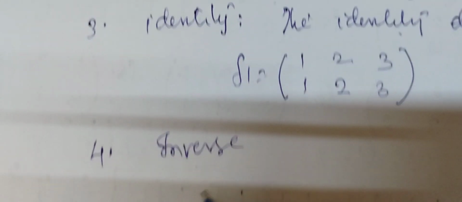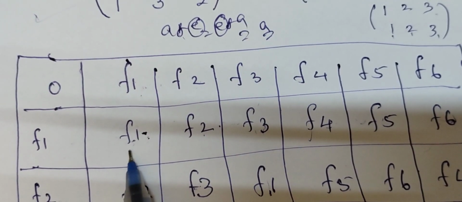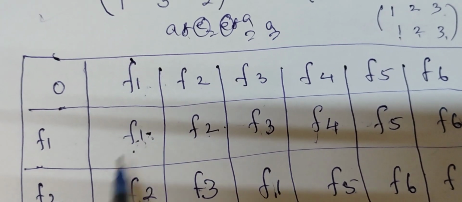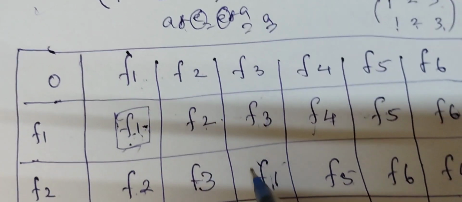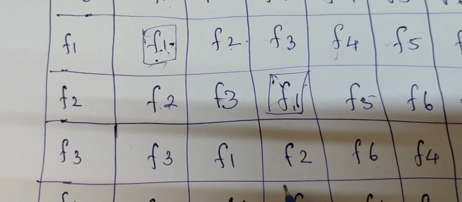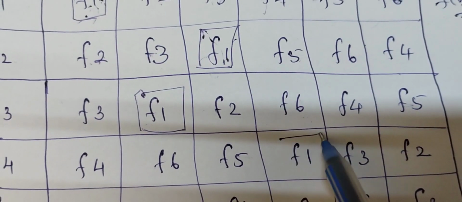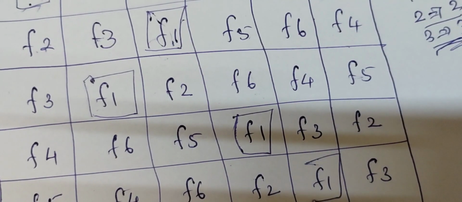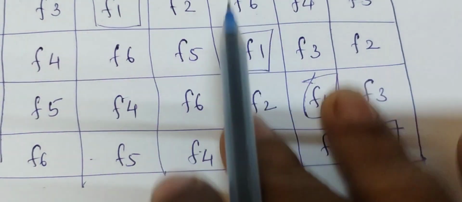So what is inverse? How will you find the inverse? From the table, you take each row of this table. So that is the first row. Here F1, first row, F1 is the identity. Then second row, this is the identity, that is F1. Then third one, here this is F1. Then fourth, this is F1. Then fifth, here F1. Then sixth, that is F1. So each row we have the identity.